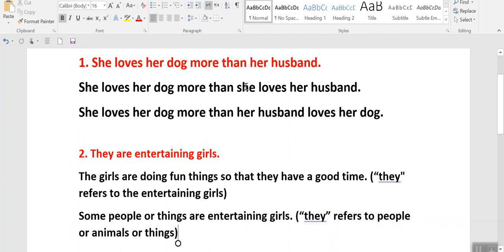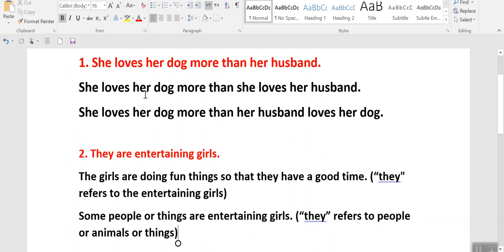Someone might say, why don't we say he loves his dog more than his wife. Okay. So she loves her dog more than she loves her husband. It means that she loves her dog a lot more than she loves her husband. Or she loves her dog more than her husband loves her dog. You see here, the complement is different. More than her husband loves her dog. The meaning is different. She loves her dog more than her husband loves her dog.